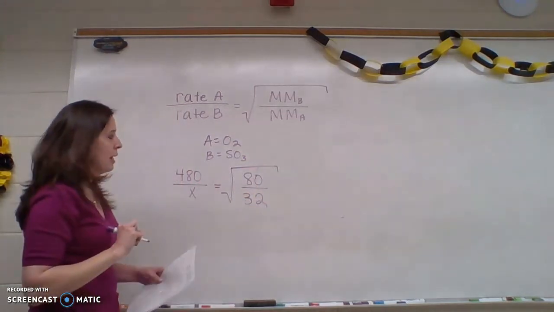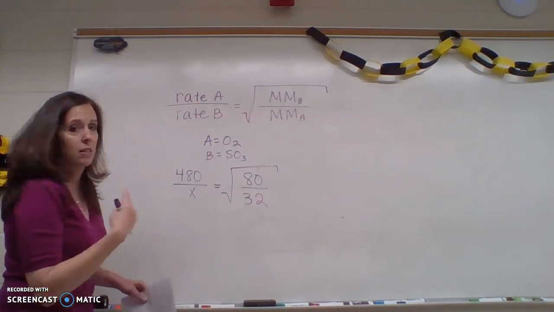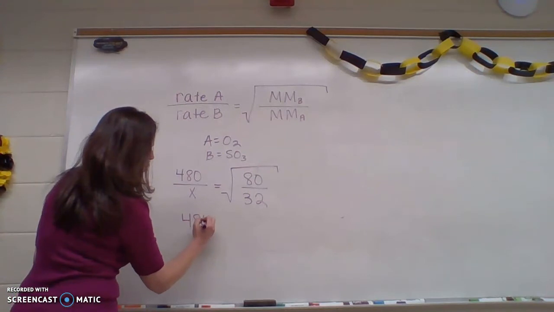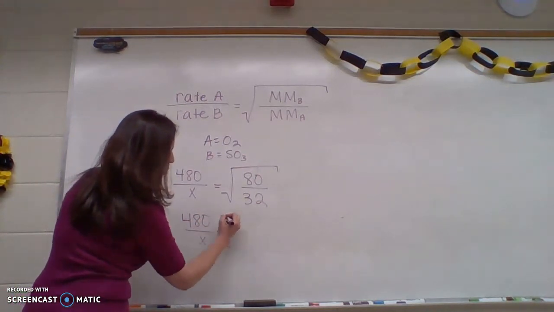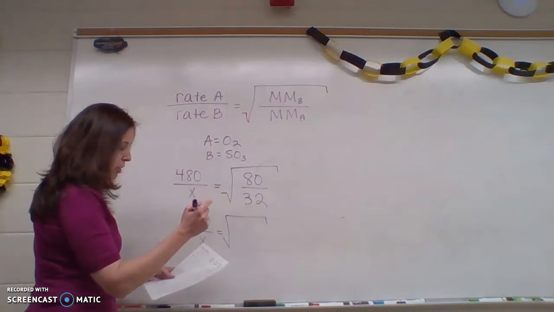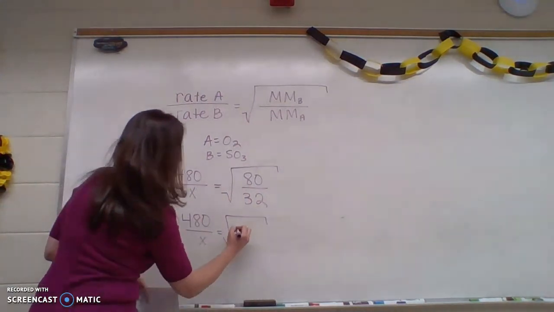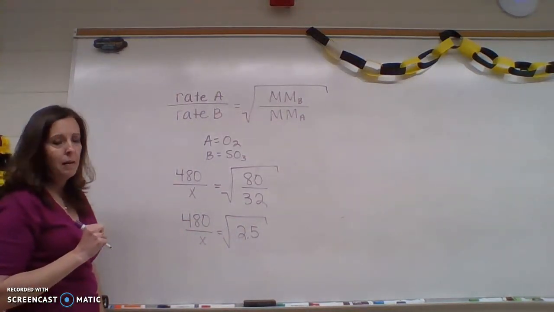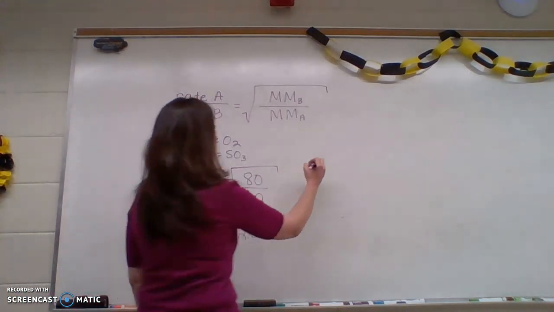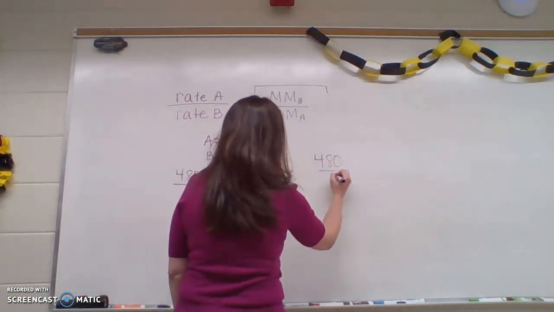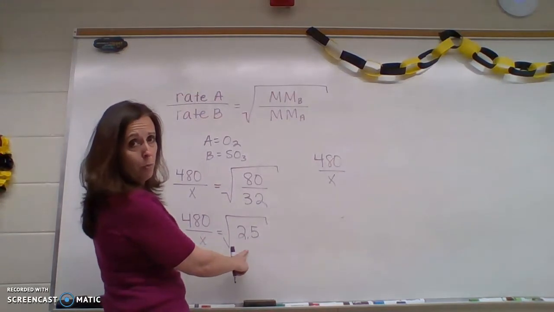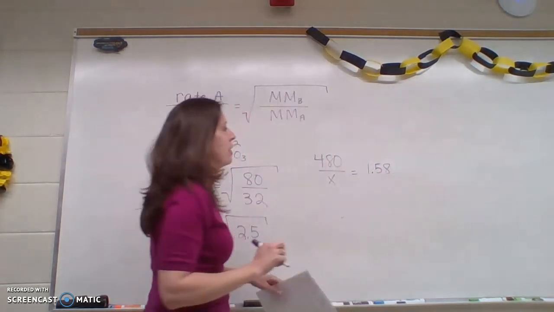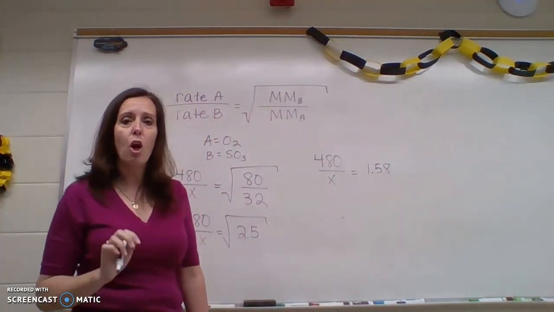All right? Now, I'm going to simplify this. This is how I would do it. Okay? I would say 480 over X equals the square root of 80 divided by 32. And I'm going to cheat because I've already done this. So I'm going to simplify it to look like that. Okay? Then I'm going to simplify it again. And I'm going to have 480 over X. And I'm going to find the square root of 2.5 in my calculator, which is 1.58. And now I can solve for X.